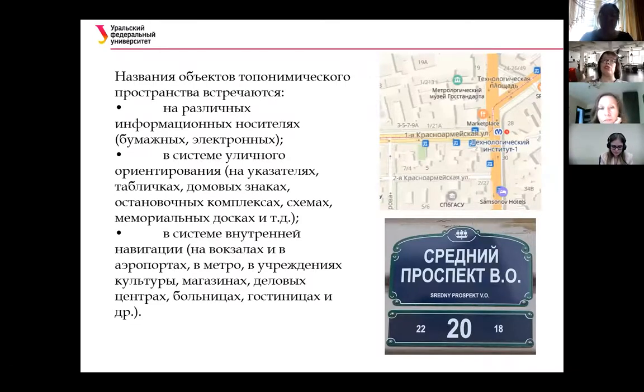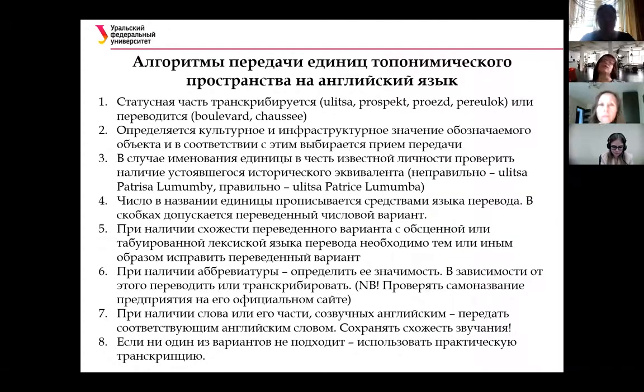And a toponymic name may be used in various forms, like in streets, in books and catalogs, in airports and railway stations and shops. And of course, sometimes it's better to translate the toponymic name, or maybe sometimes it's enough to transliterate it. So we should take into account the following algorithm that was developed by our regional union of Russian translators.